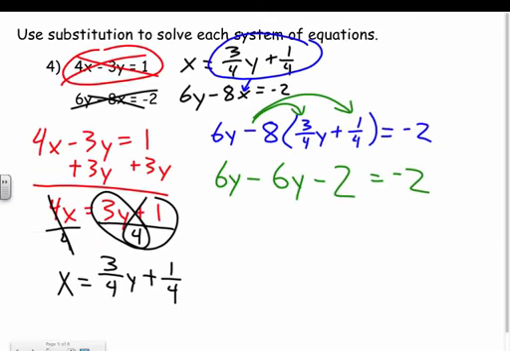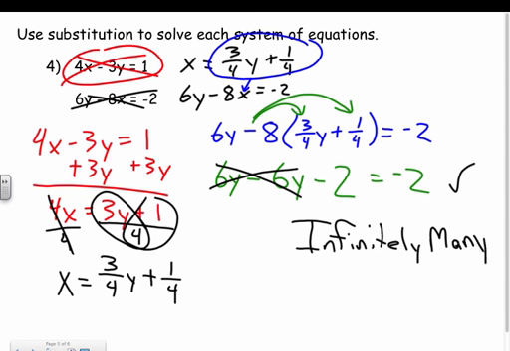And 6y minus 6y. Oh boy, these cancel, don't they? That's gone. Well, -2 equals -2. If I look at that, that makes sense, doesn't it? So this is infinitely many. Infinitely many solutions. It's not all real numbers, because not any solution works, but there's an infinitely many amount of points on those lines. Because if I would actually graph these lines, if I would have went back to my original equations and got them in slope-intercept form, they'd be the exact same equation. Okay, they'd be the exact same equation.